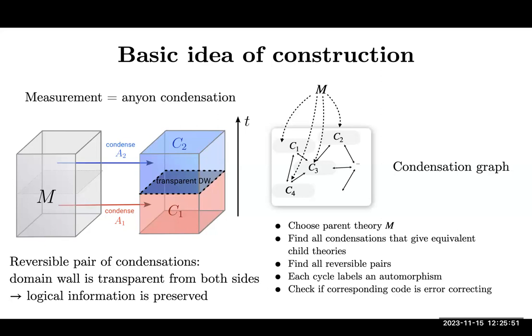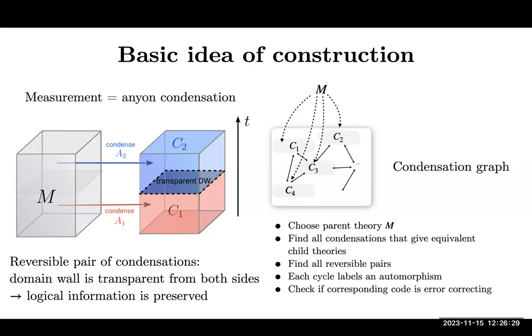And the fact that it can push the anyons through means that quantum information is preserved. And I'll give a more explicit example of how to see that in a bit. But this is the key idea. And from this, we can figure out how to do quantum computation as follows. You choose some parent theory, and you find all the condensations that give an equivalent child. Then you draw arrows between any pairs where this domain wall is transparent, meaning I can push anyons through. So it means that logical information is preserved.